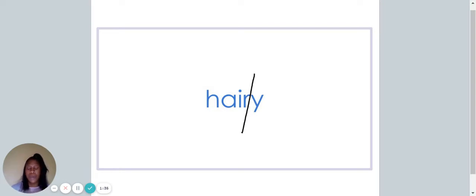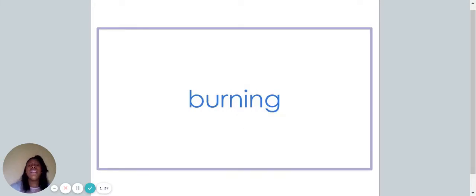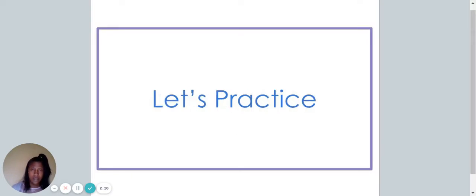Let's take a look at another word. This is the word burning. Say it with me, burning. Let's clap out the syllables. Burn-ing. Let's try that one more time. Burn-ing. Let's separate the word burning into two different word parts. Do you see that? Burn-ing. We are now going to move on by practicing.